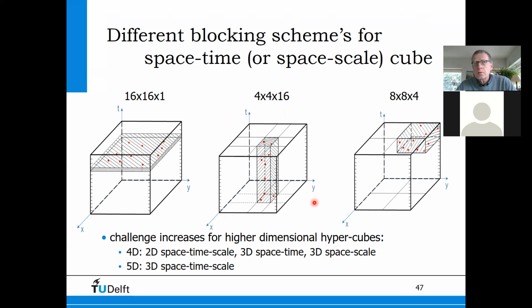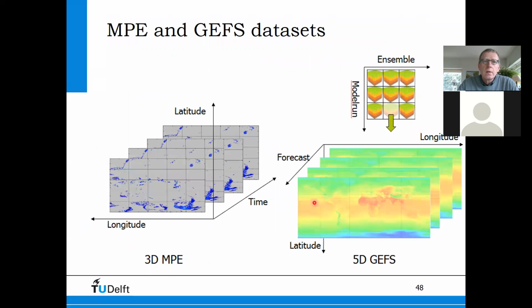But you have the same challenge: how to store your data, in which order. And that has a big effect on the performance. The two data sets, a bit visualized. The first is the rainfall, 3D: latitude, longitude, and time. And here is some rainfall over here. It's the whole globe.